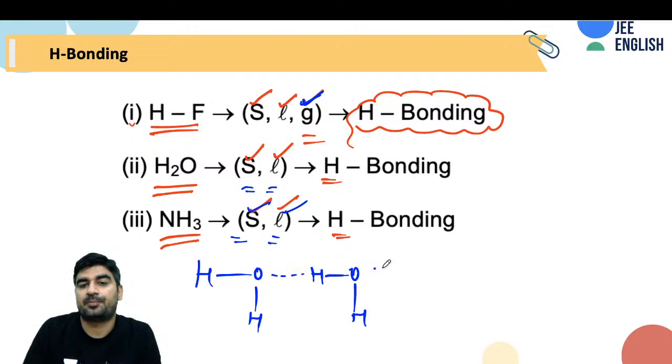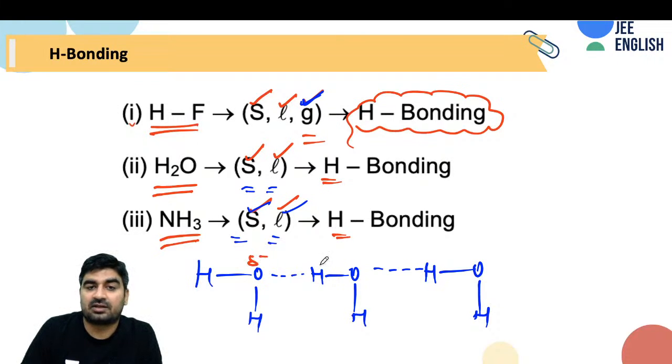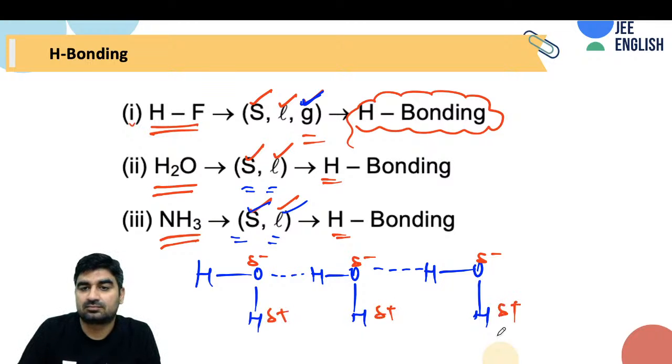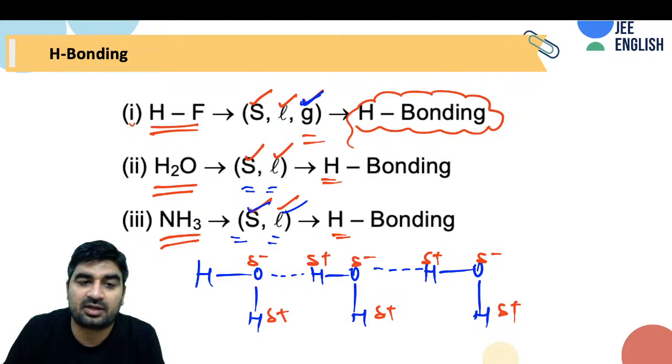This is H2O. Now if I talk about this, so it is delta negative. Delta negative will be delta positive. So this is the hydrogen bonding. Similarly, you can show a hydrogen bonding here as well.